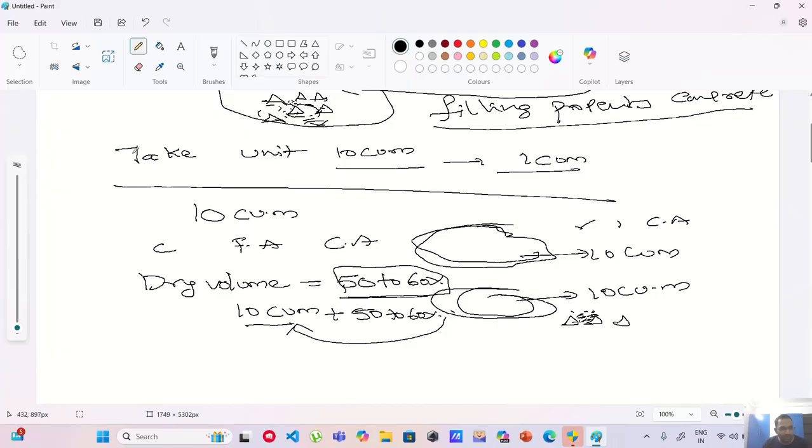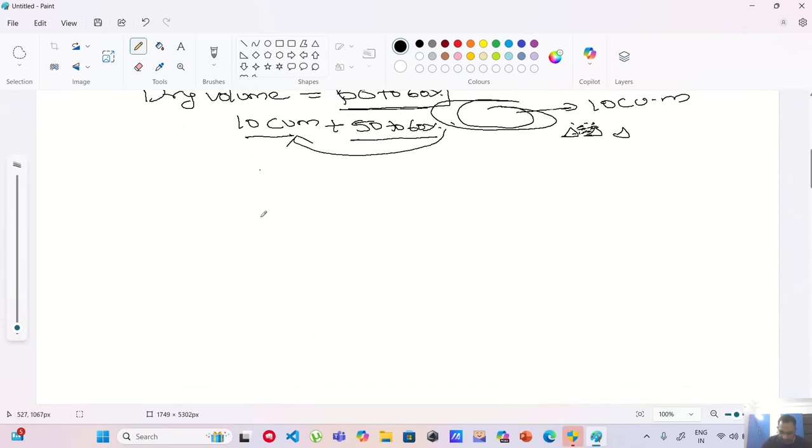So for 10 cubic meter of work, we have to take an extra 50 to 60%. So let it be the dry volume we have to calculate clearly. It may be your choice, 50 to 60%: 51, 52, 53, 54, up to 60, it's your choice.